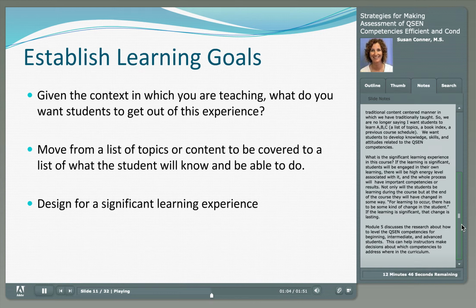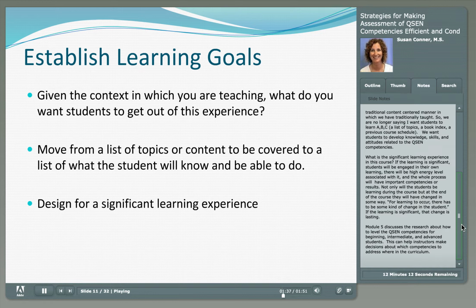What is the significant learning experience in this course? If the learning is significant, students will be engaged in their own learning. There will be a high energy level associated with it, and the whole process will have important competencies or results. Not only will the students be learning during the course, but at the end of the course, they will have changed in some way. For learning to occur, there has to be some kind of change in the student. If the learning is significant, the change is lasting.